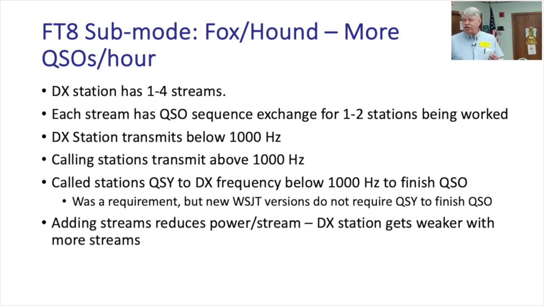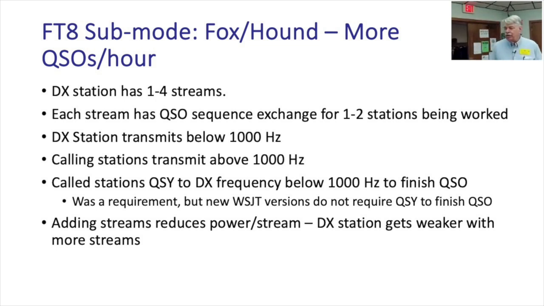And each transmission sequence can also have information for 2 different QSOs. So if he's running 4 streams and probably on an average of 1.5 QSOs per stream, you can get quite a few more QSOs per minute or hour than you can just by the usual ones.